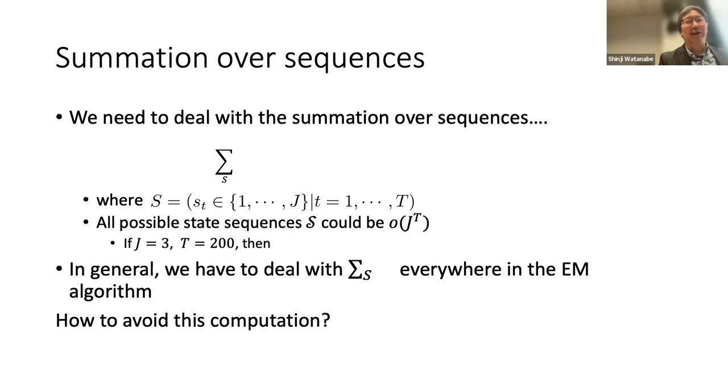So anyway, our problem is the summation over the sequence, which is almost impossible for us to solve. For example, let's say we only consider three states, and the sequence length is, for example, 200. If each frame is 10 milliseconds, it's only 2 seconds. Only 2 seconds and three states, but actually the number of sequences would be quite large.